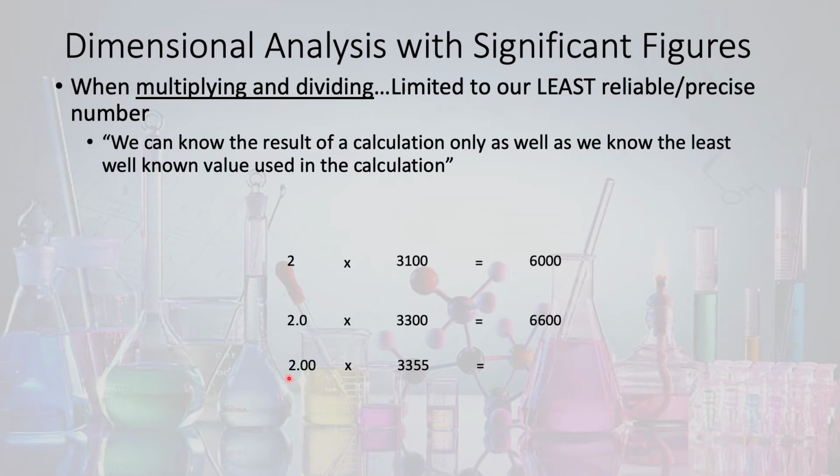In this example, we have 2.00, which contains three significant figures, multiplied by 3,355, which contains four significant figures. Now, normally when we would multiply these together, we arrive at 6,710. And conveniently for us, our least precise number here has three significant figures, as does our answer.